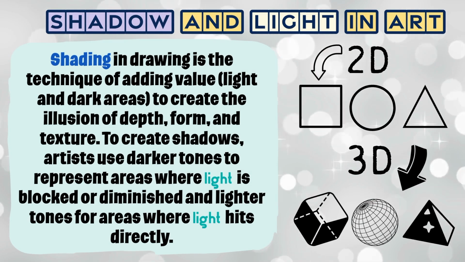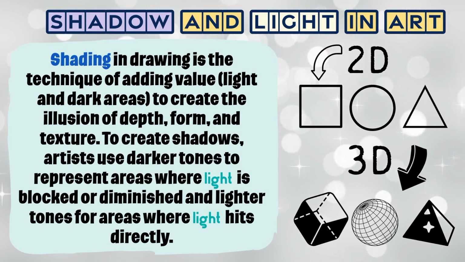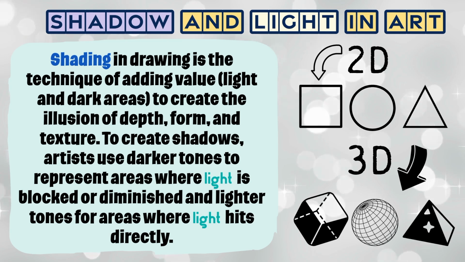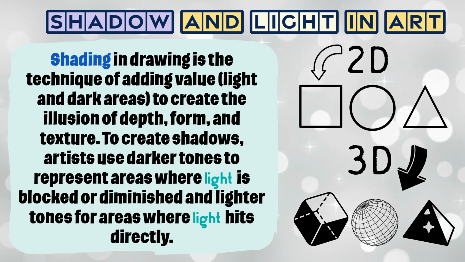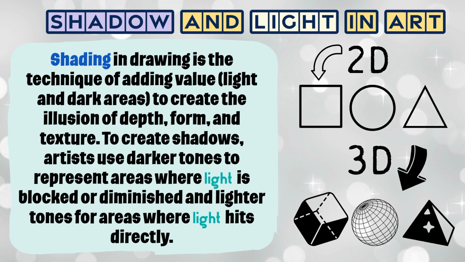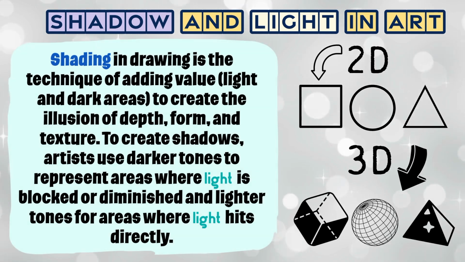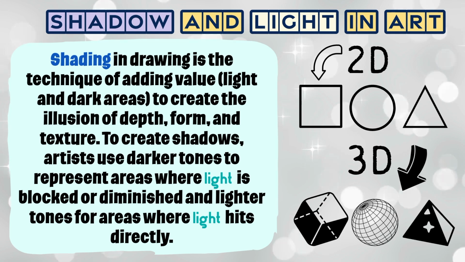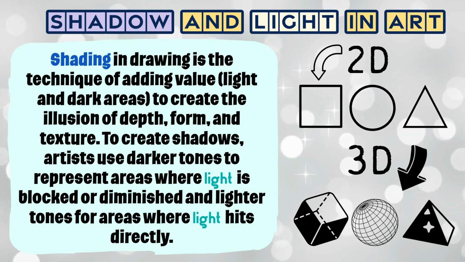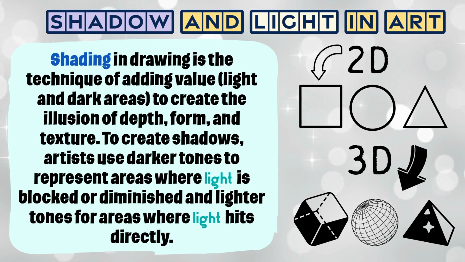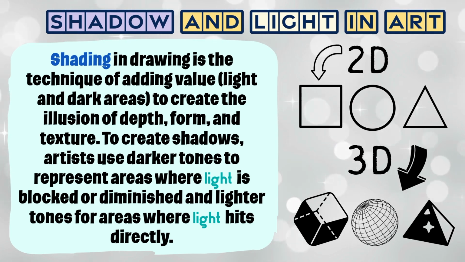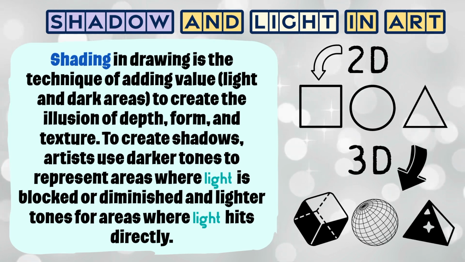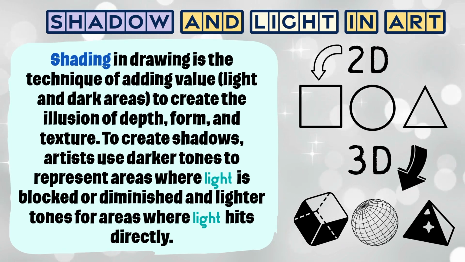Shading in drawing is a technique used to add value. Artists use areas of light and dark to create the illusion of depth, form, and texture. By applying darker tones where the light is blocked or diminished, artists can create shadows, while lighter tones are used where the light hits directly. This interplay of light and shadow brings dimension and realism to your artwork, making flat images appear three-dimensional.